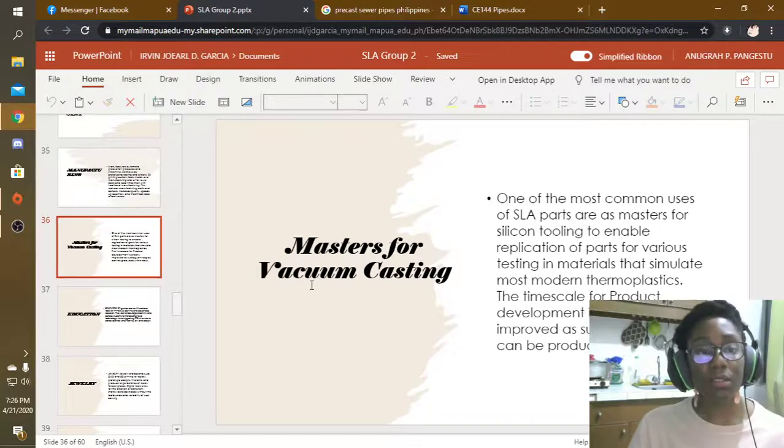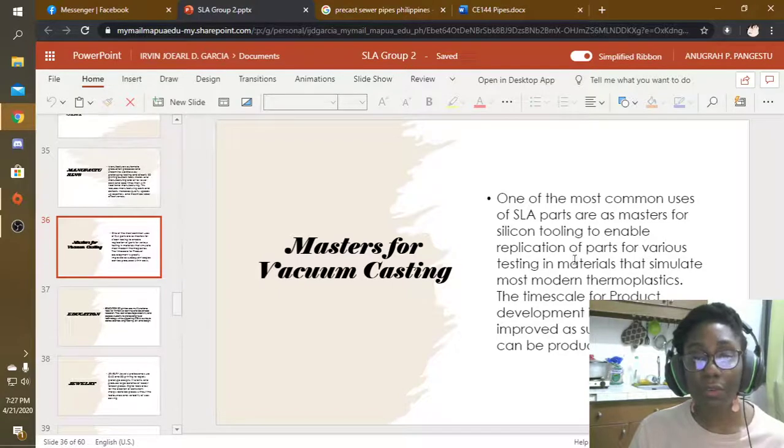So this is Masters for Vacuum Casting. One of the most common uses of SLA parts is as masters for silicone tooling to enable replication of parts for various testing in materials that simulate end-use thermoplastics. The time scale for product development is greatly improved as subsequent copies can be produced within days.